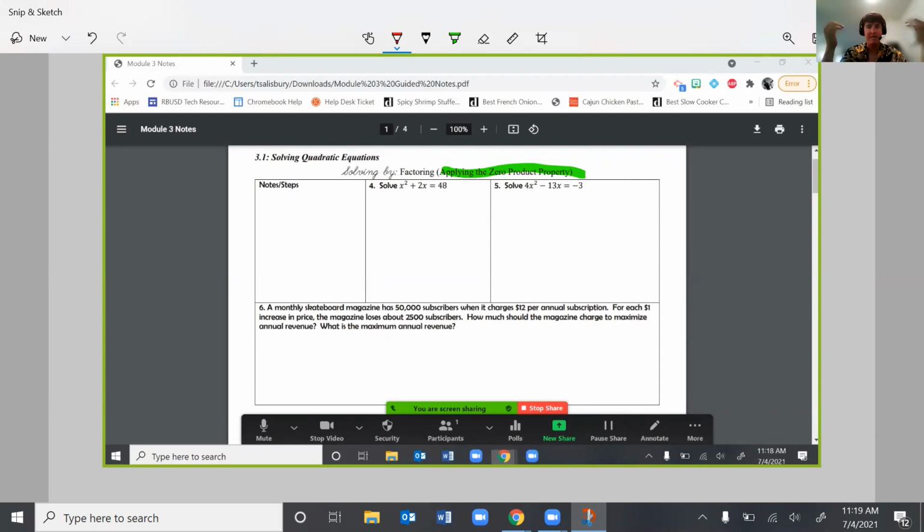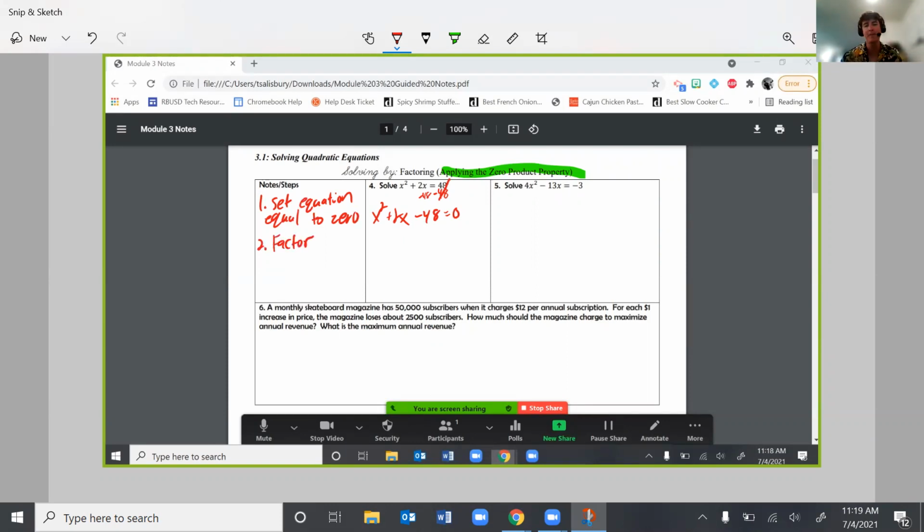So solving these by factoring. Factoring is basically the opposite of multiplying. The first step here is to set the equation equal to 0. Okay, so let's start with number 4. That means I have to move the 48 over, so I'll subtract 48 on both sides, and I've got x squared plus 2x minus 48 is equal to 0. Step 2 is to factor using your different methods.